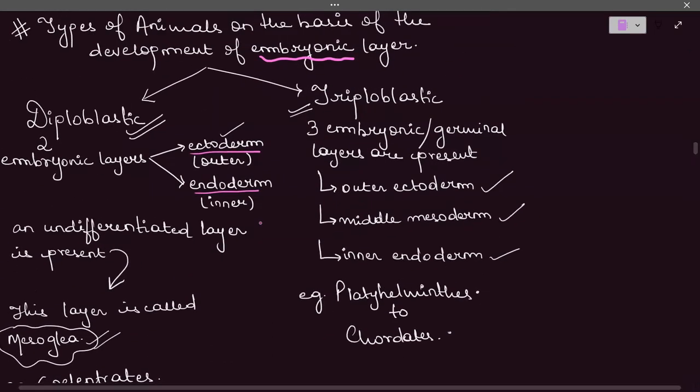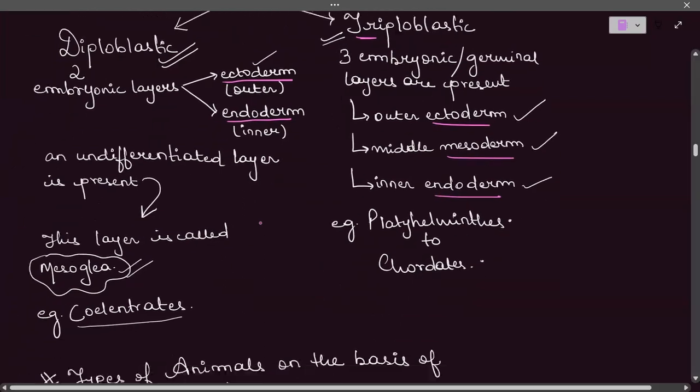Talking about the triploblastic, the name only suggests tri. So, three embryonic layers are present: the outer ectoderm, middle mesoderm, inner endoderm. Now, this is present from platyhelminthes up till the chordates.